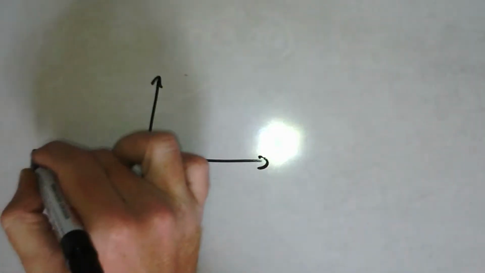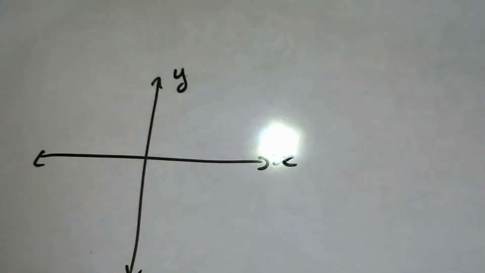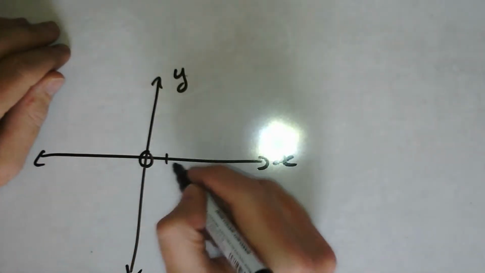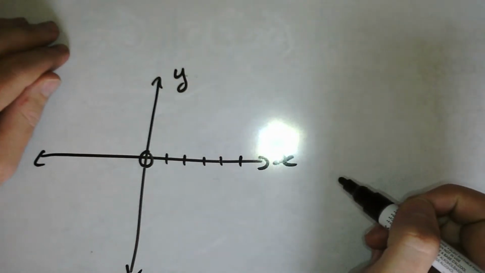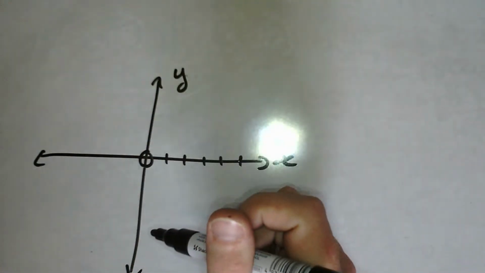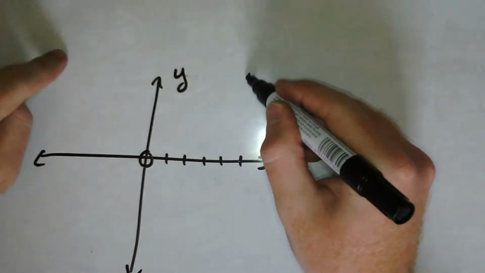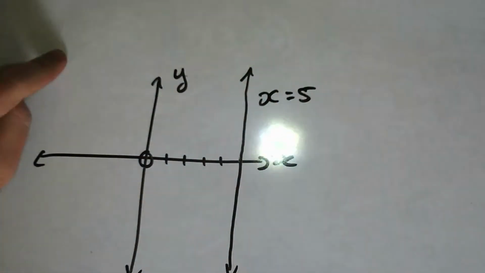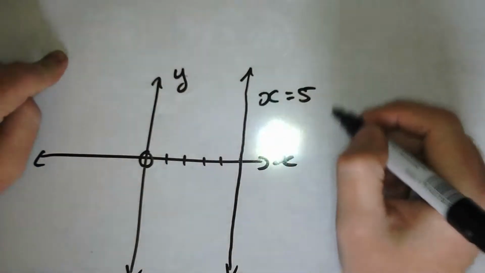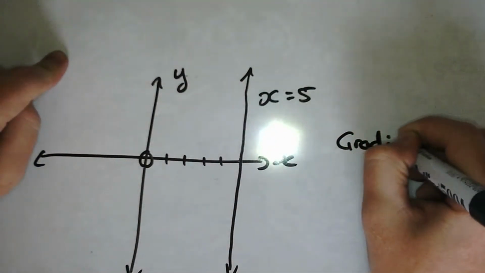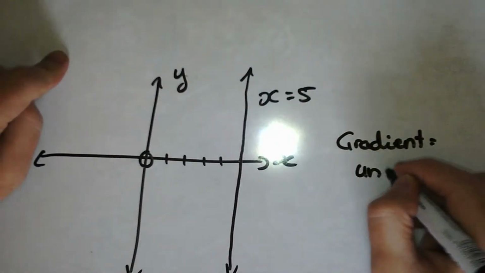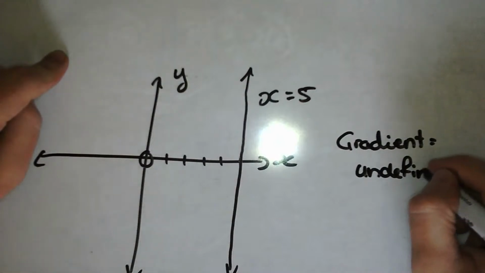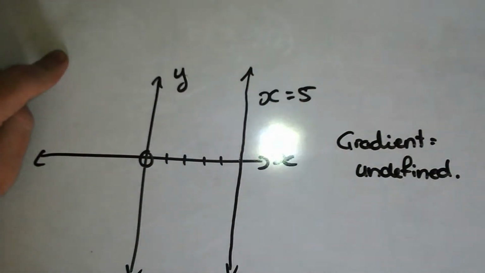So x is equal to 5. When I draw my Cartesian plane, I'm not going to put all the nitty-gritty stuff in now. You know that this is the x-axis, this is the y-axis. Origin is there. 1, 2, 3, 4, 5. And then 1, 2, 3, 4, 5, etc. If x is equal to 5, it means that the line runs from top to bottom, like this. So x is equal to 5. And if x is equal to 5, then your gradient is always undefined. Undefined.